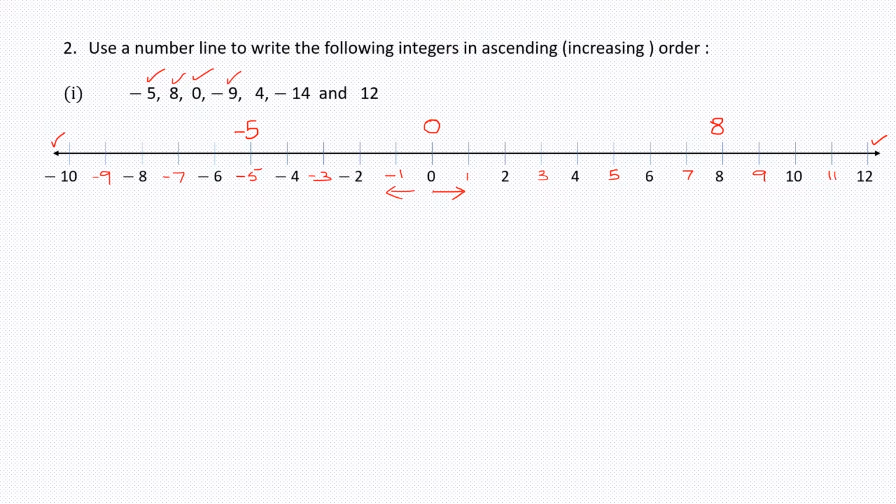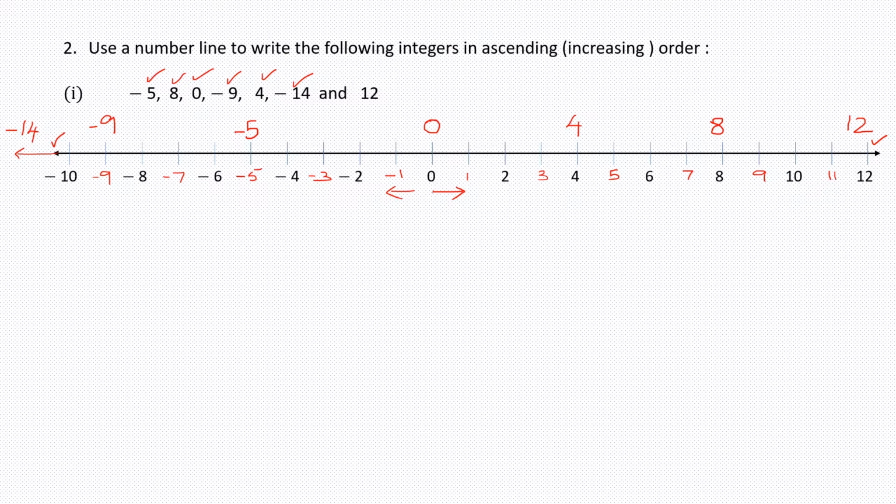Minus 9. Look for minus 9. Negative numbers are on the left-hand side. So let me write minus 9. 4. Positive number on the right-hand side. 1, 2, 3, 4. So I have 4 here. Minus 14. So minus 14 will go beyond minus 10. So let me write minus 14 here. If I have to plot this on the number line, it will go beyond minus 10. So we have minus 14 and we have 12. So 12 is here. Let me write that down.